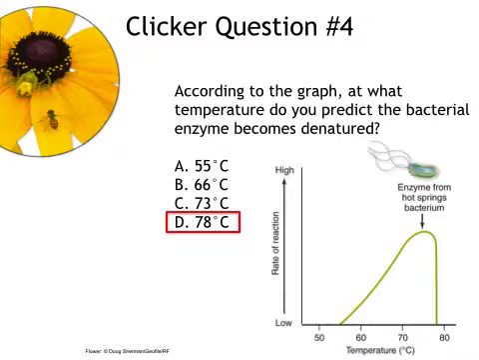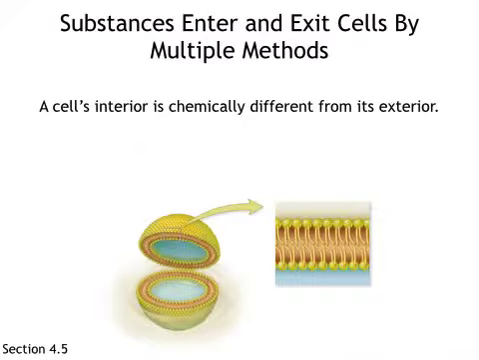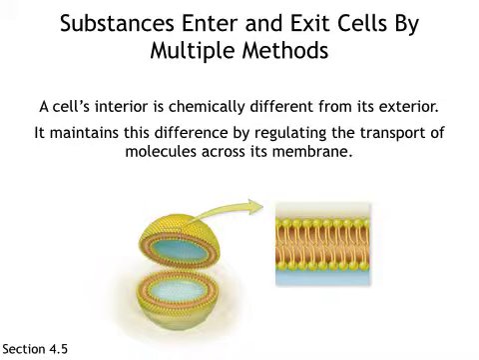protein. All right, so now let's change gears and look at how your cells transport things inside and out. We kind of looked at this when we were looking at the plasma membrane, the cell membrane that's made up of a phospholipid bilayer. And here's the image of it, right? This phospholipid bilayer allows the interior of the cell to be different from its exterior. And it maintains this difference by regulating the transport of molecules across its membrane. So it controls what goes in and out, right?